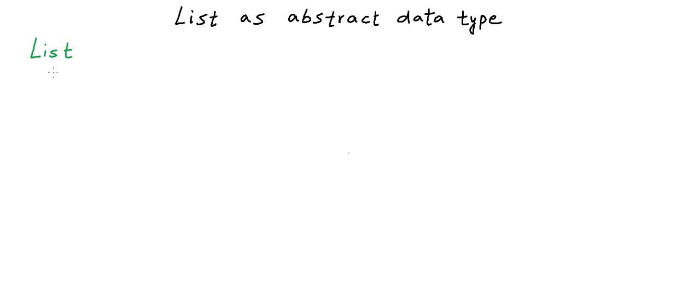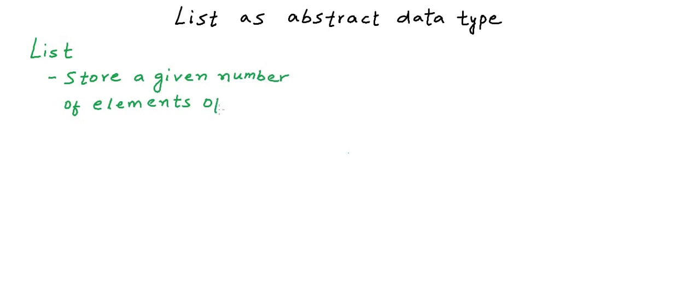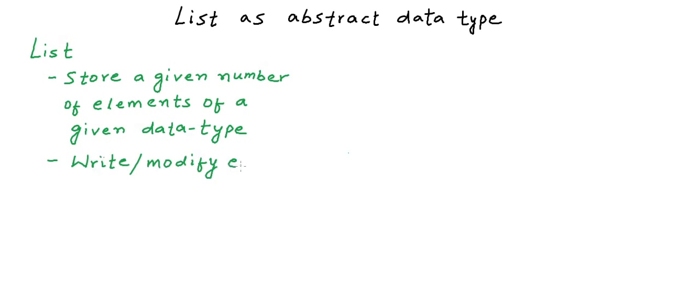So when we define abstract data type, we just define the data that we'll store, and we define the operations available with the type, and we do not go into the implementation details. Let us first define a very basic list. I want a list that can store a given number of elements of a given data type. This would be a static list. The number of elements in the list will not change, and we will know the number of elements before creating the list. We should be able to write or modify element at any position in the list, and of course we should be able to read element at a particular position in the list.